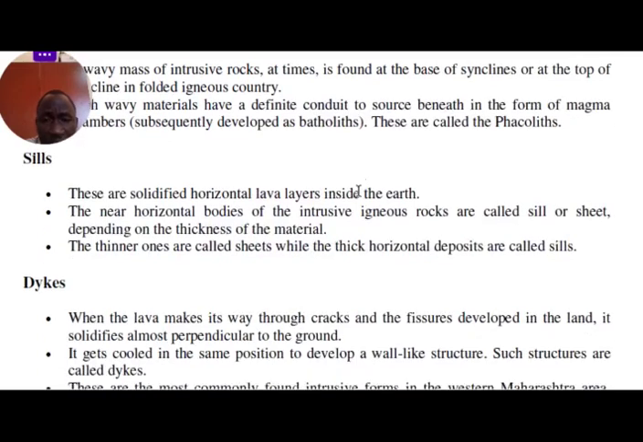Then when you look at a sill, this is a horizontal lava layer spread within the Earth's interior, spreading in a horizontal way, like how I've spread my hand. It is a near-horizontal body of intrusive igneous rock called a sill or a sheet, depending on the thickness of the material. The thicker one is called the sheet, the thinner horizontal deposits are called the sills.